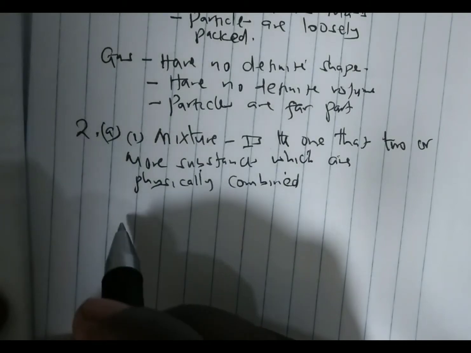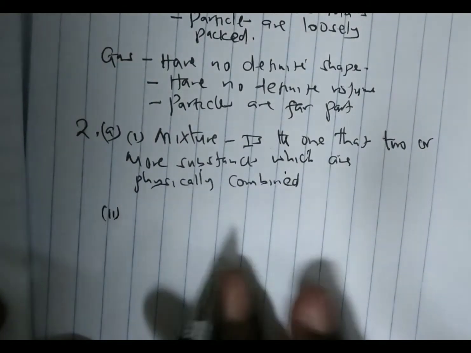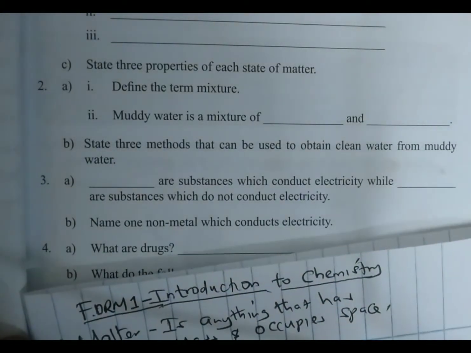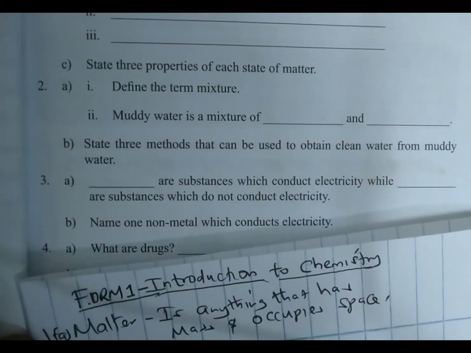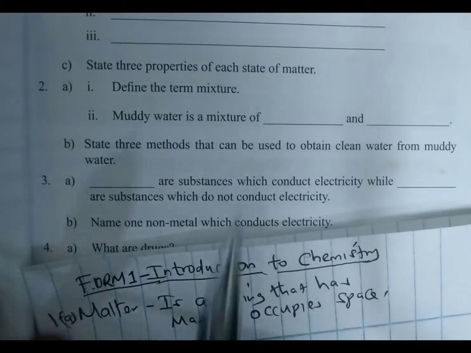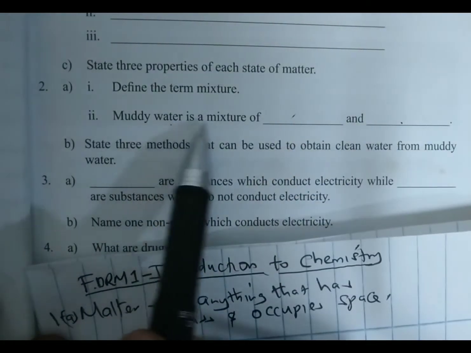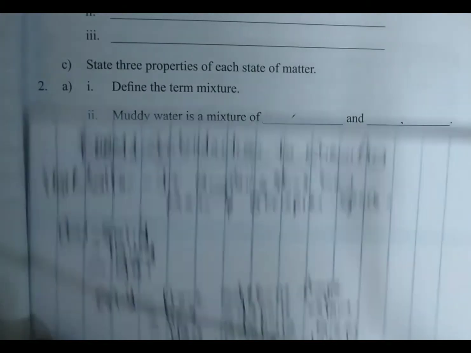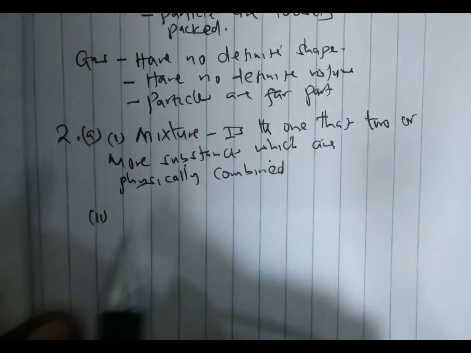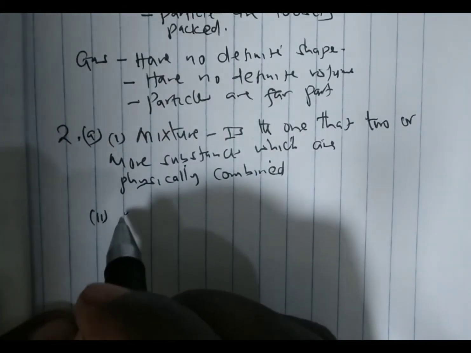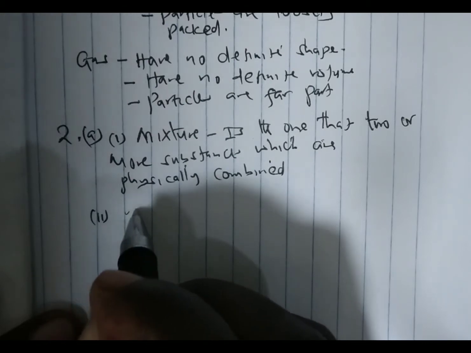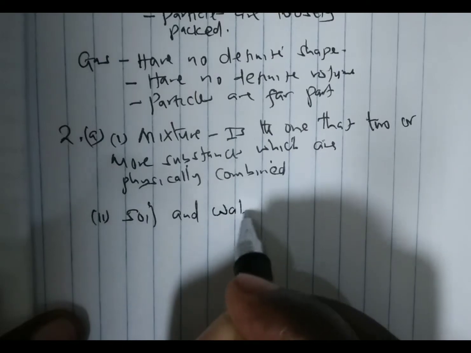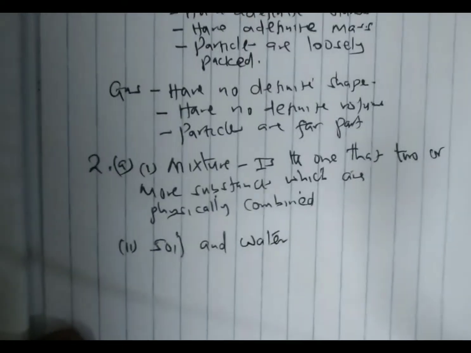We go to Roman 2 of part A. Roman 2, muddy water is a mixture of dash and dash. Muddy water is a mixture of soil and water. We go to the next question.